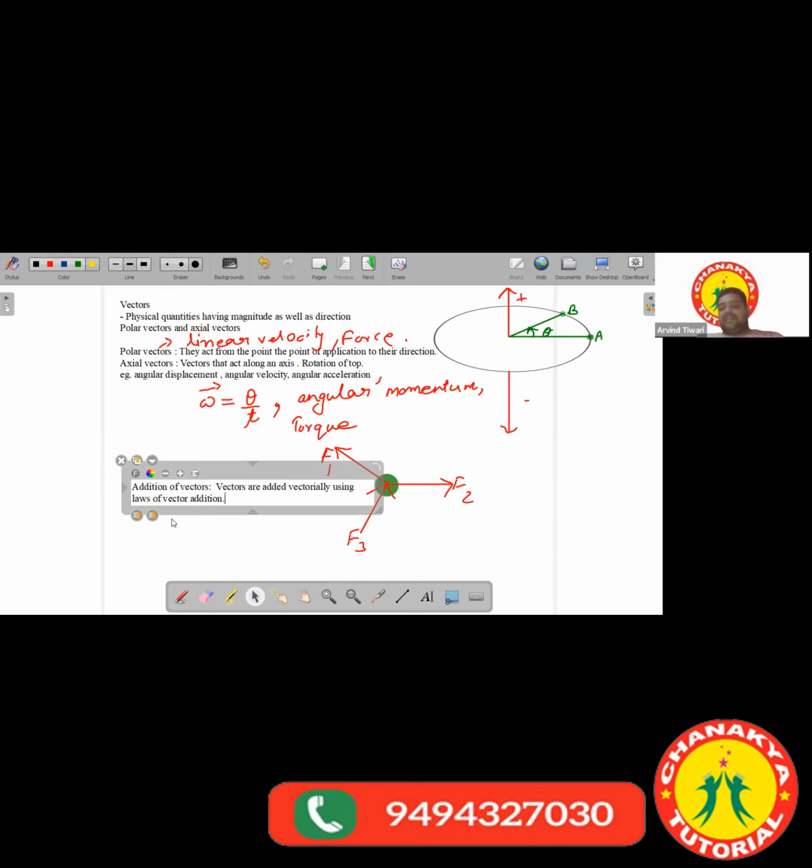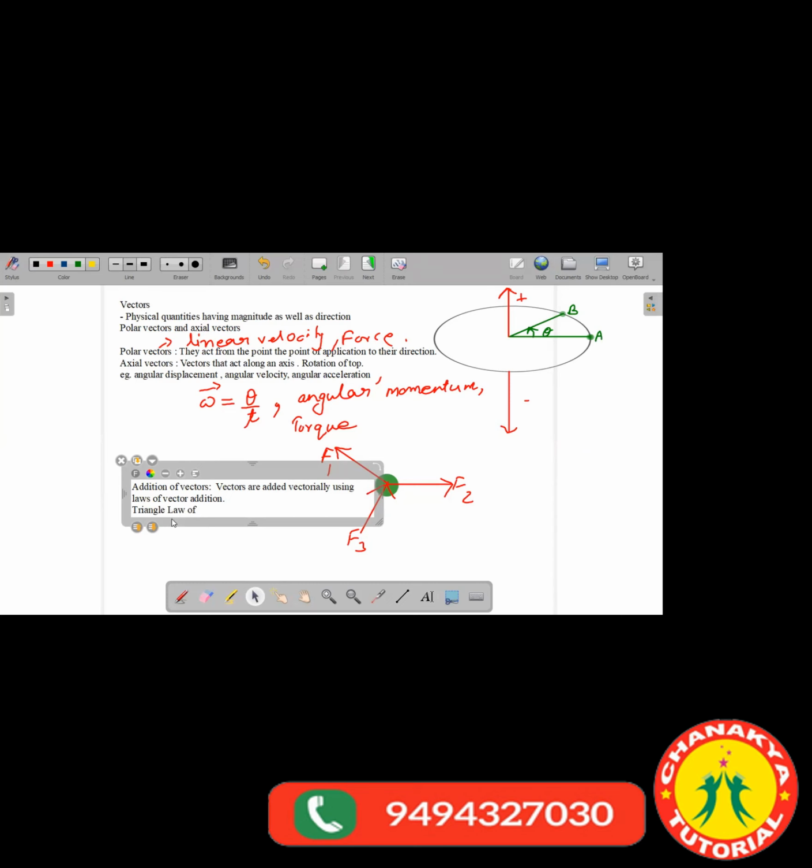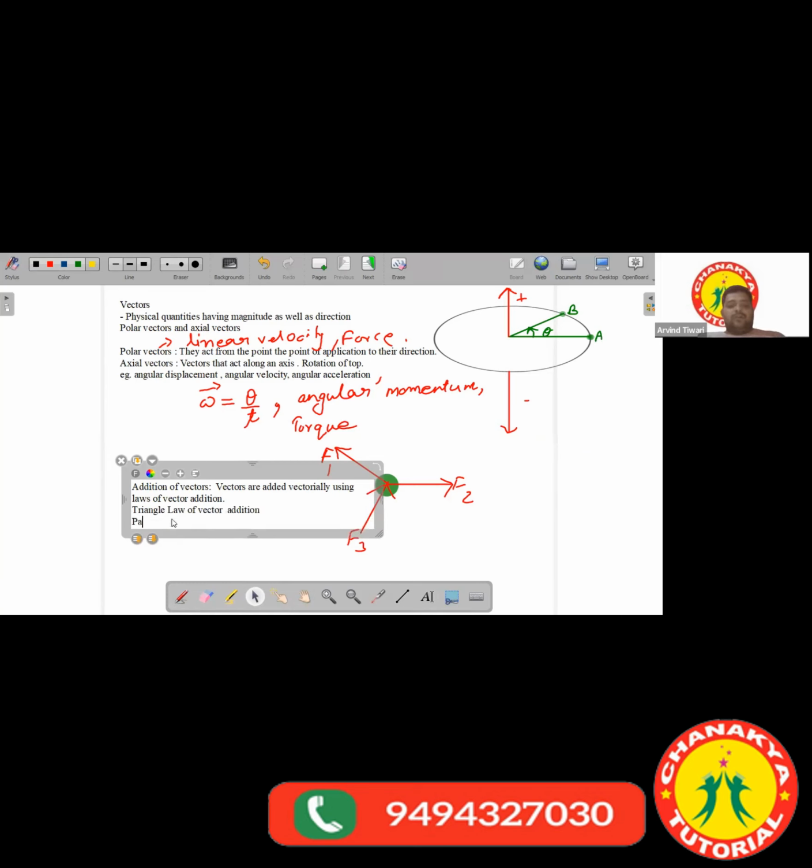And the laws of vector addition, there are two laws of vector addition. We call them the triangle law of vector addition, just like for the previous example, and we have the parallelogram law of vector addition. So in this way, we can find out the net vector acting on an object.